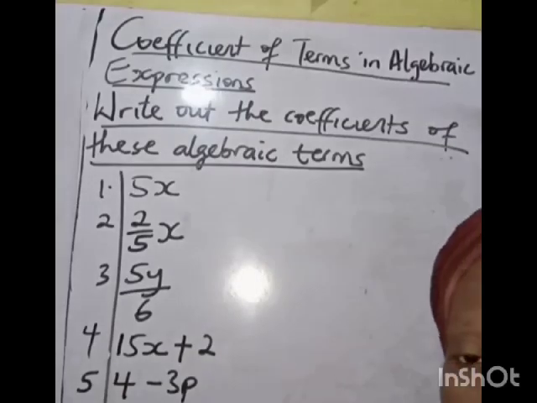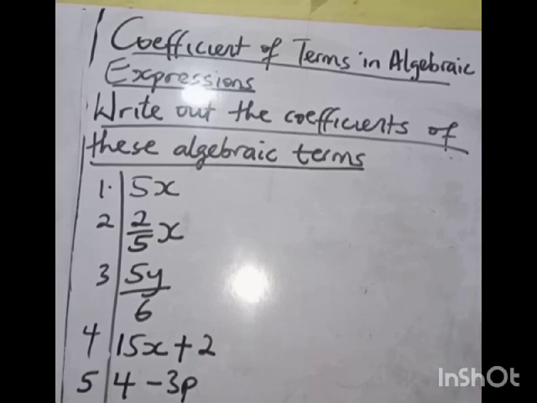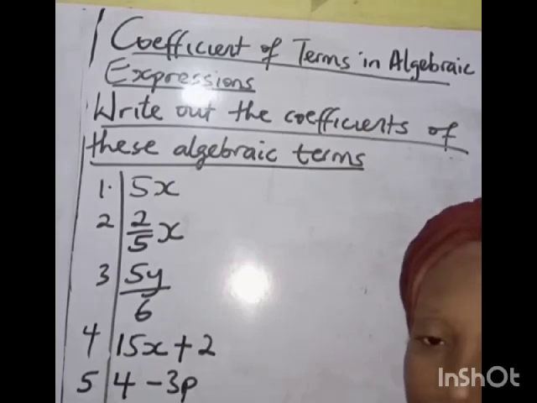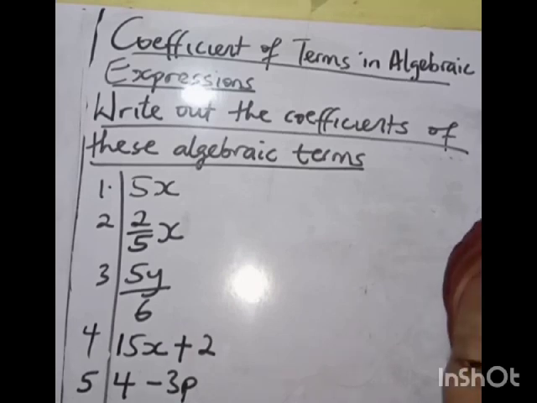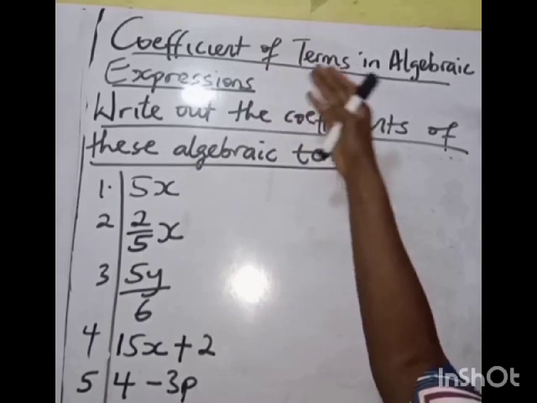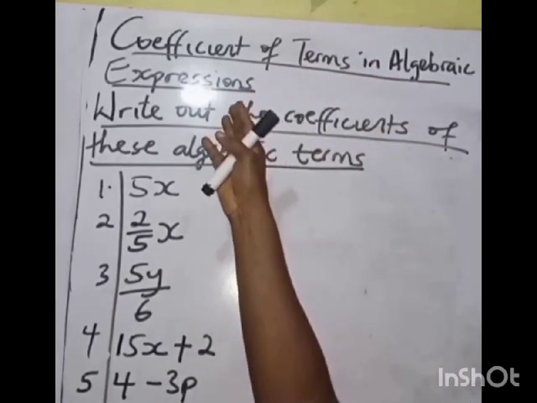Before I explain the meaning of coefficients, I would like to explain algebraic terms. From the word algebra, we have algebraic terms. Algebra is the branch of mathematics where letters are used to represent unknown quantities. And algebraic terms are the letters and numbers that have been used together. Letters and numbers written together form what we call algebraic terms. And today we are going to look at this topic, coefficients of terms in algebraic expressions.